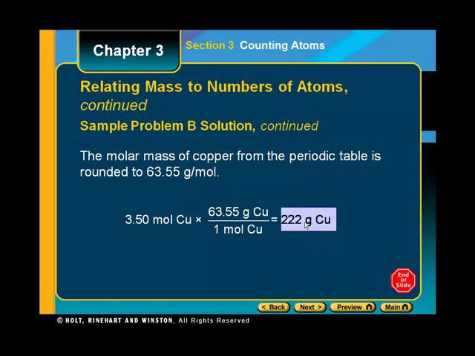What would happen to our moles here in this calculation? It would get canceled out, right? By setting this up with the moles on the bottom, it would get canceled out. We end up with 222 grams of copper.